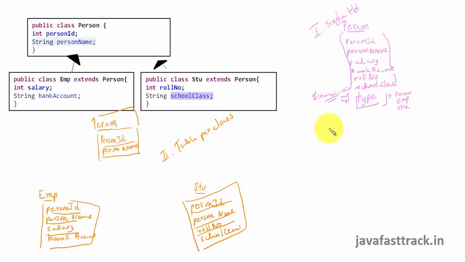Now the last strategy is the join strategy. What will happen here is we will have 3 tables as usual.